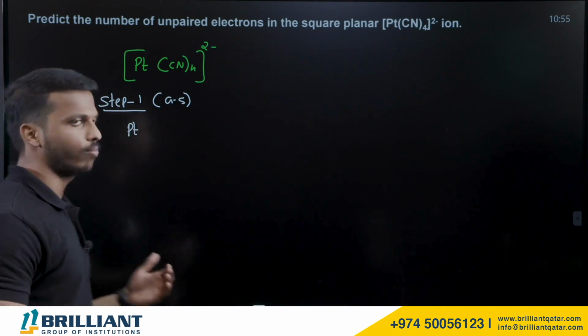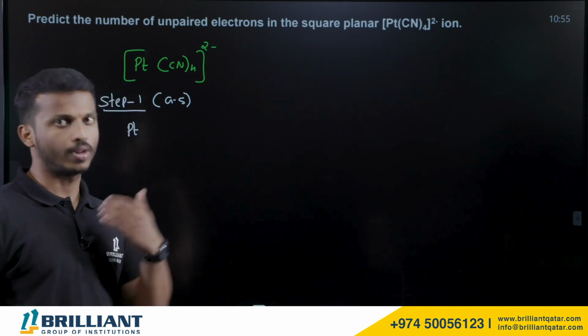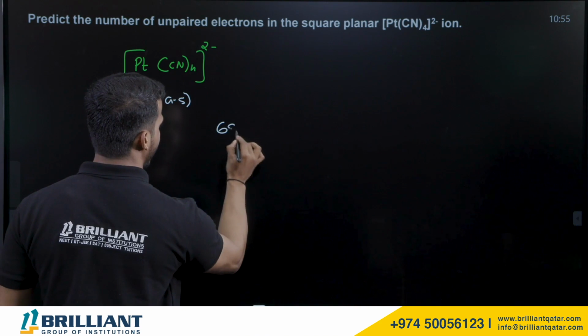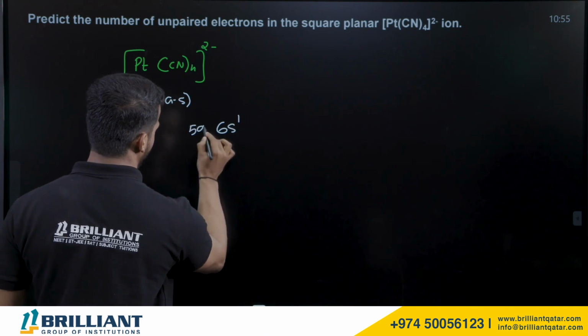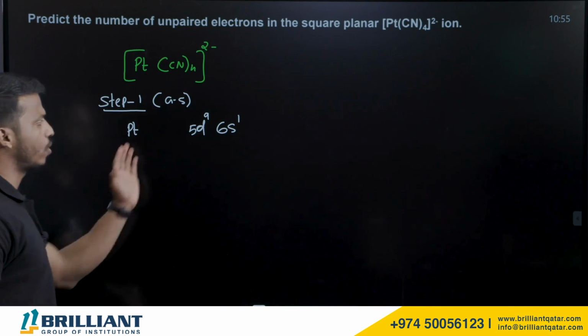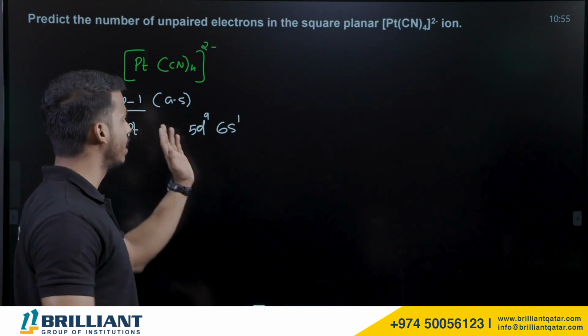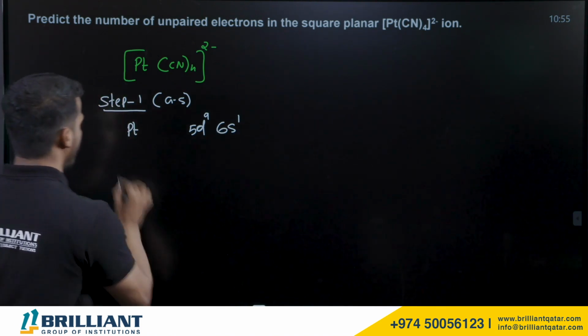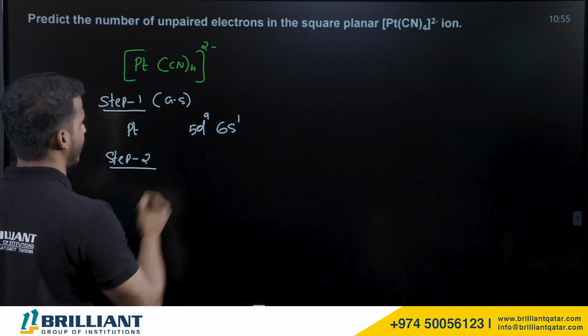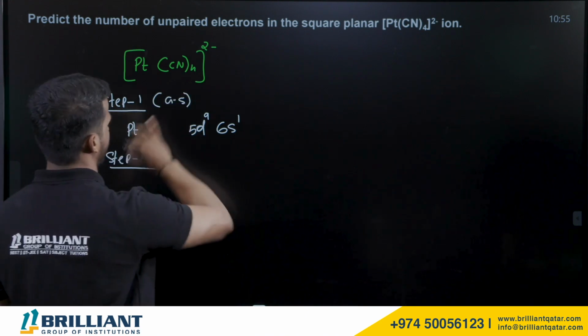Dear student, for platinum, we have to know the electronic configuration. The last 2 orbitals are enough. It is around 6s1 5d9. Just remember, all of you, platinum atomic number 78, its outermost 2 orbital configuration is 6s1 5d9. Step number 2, we have to find out the excited state. What is the excited state? The oxidation state.